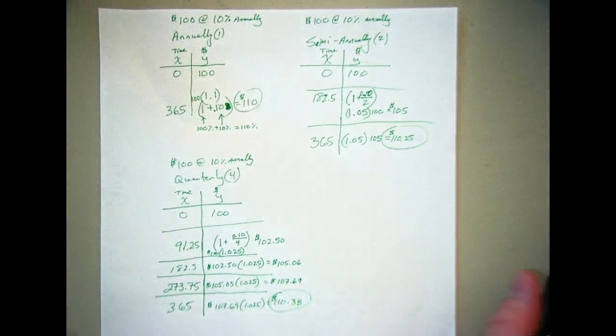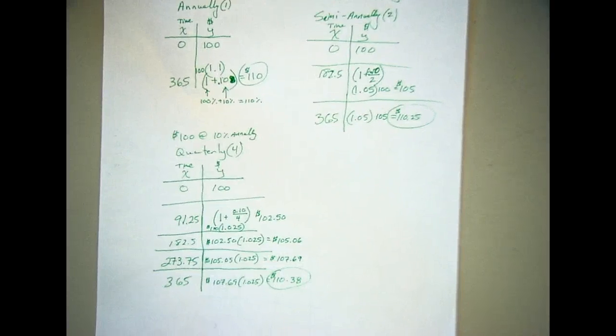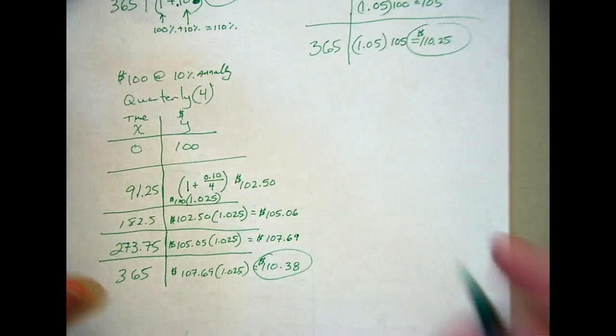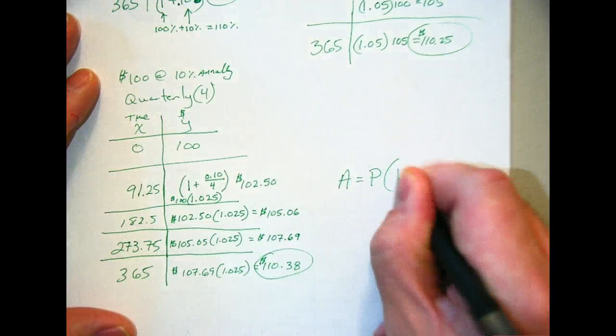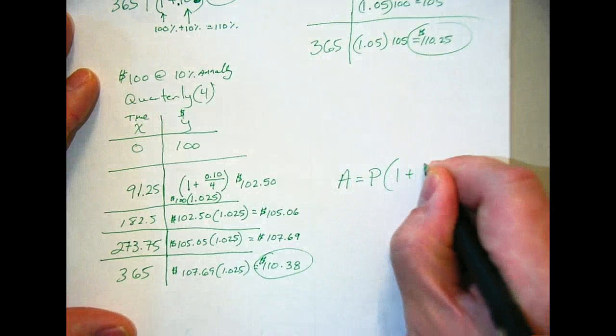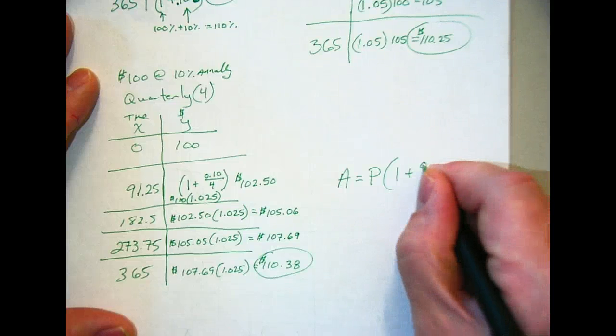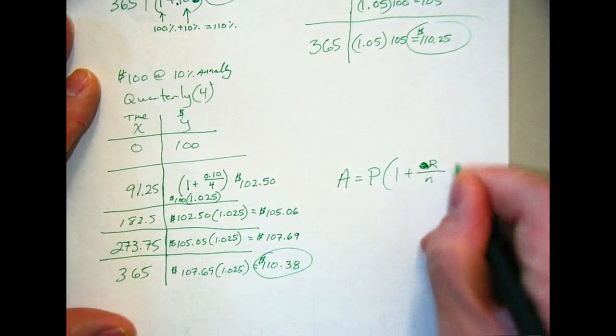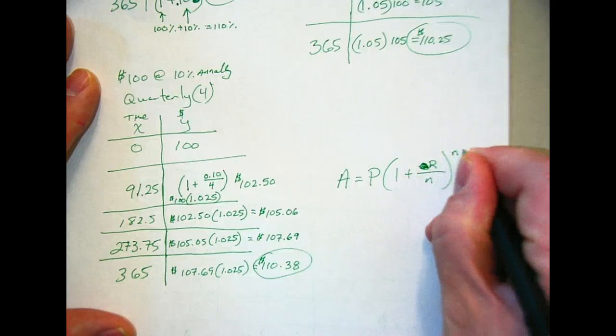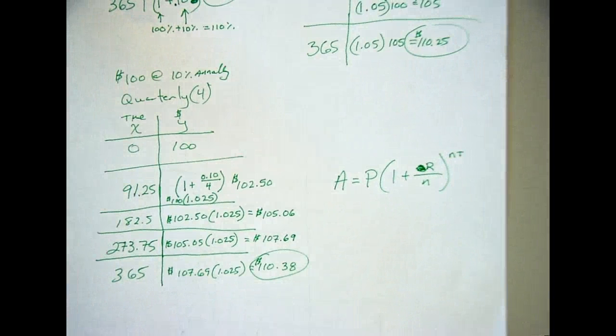So when you first start, 1.025 would be the rate you go up by. Yeah, so let's apply that to our formula real quick. We have A equals P times 1 plus our rate, I should just put R here for now, our rate over N, all to the N times T power, right?